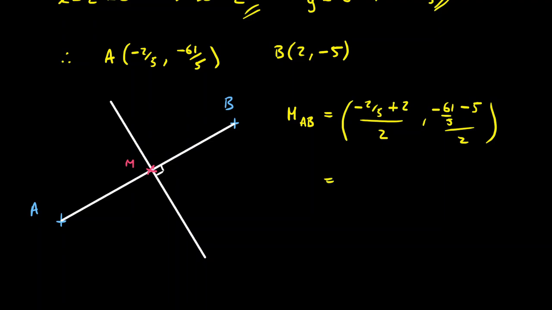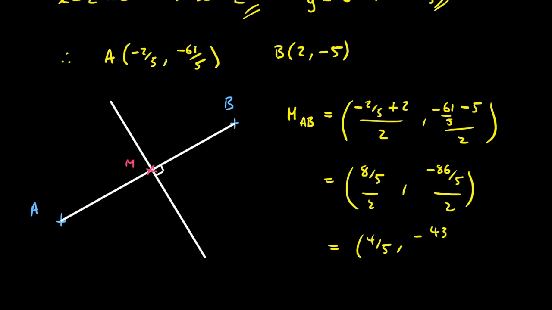So if I do that, what am I going to get? Minus 2/5 plus 2, well, that's 10/5, isn't it? So this is going to be 8/5 divided by 2. And then we've got minus 61/5 and minus 5. Well, that's minus 25/5, so that's going to give me minus 86/5 upon 2. If I simplify that, that's 4/5 and minus 43/5. Just to clarify, 8 divided by 2 is 4, and minus 86 divided by 2 is minus 43.